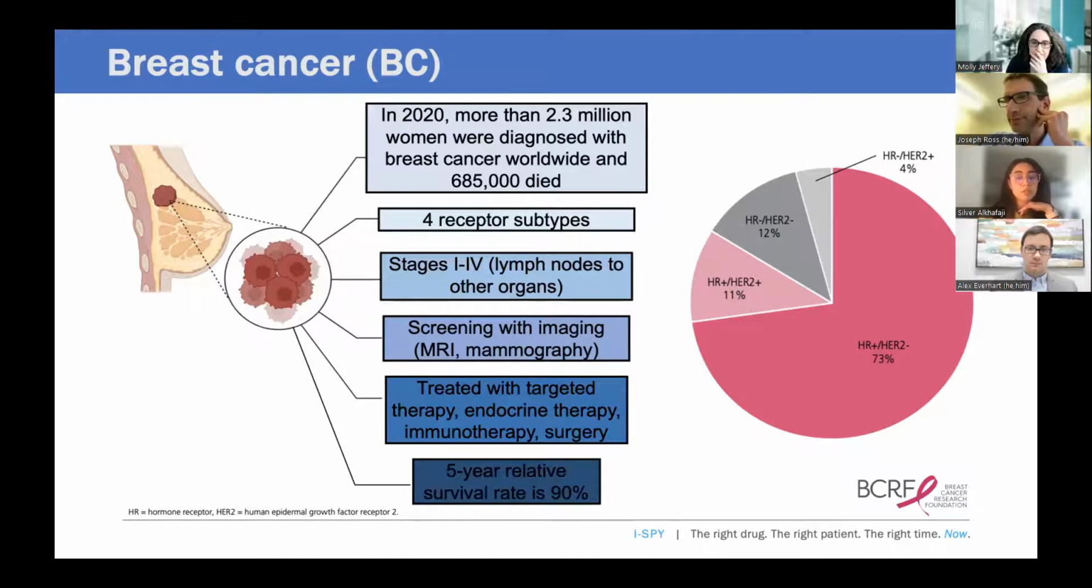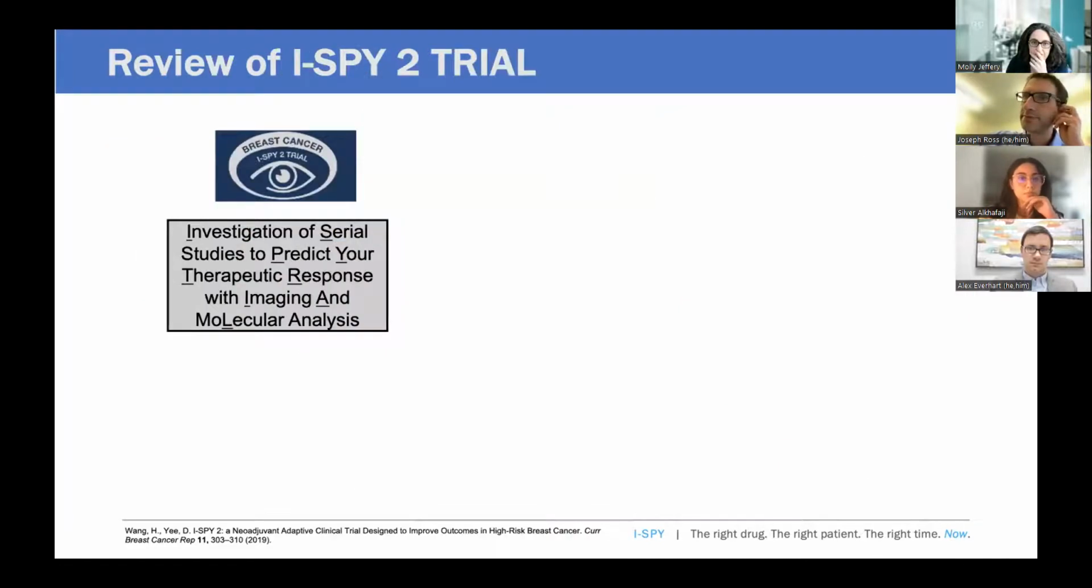Its 5-year relative survival rate has been increased in recent years to 90% due to the advancements of these treatments. Now, my work will be based on the I-SPY 2 trial, which stands for Investigation of Serial Studies to Predict Your Therapeutic Response with Imaging and Molecular Analysis. It's like I-SPY with my little eye, your favorite treatment.